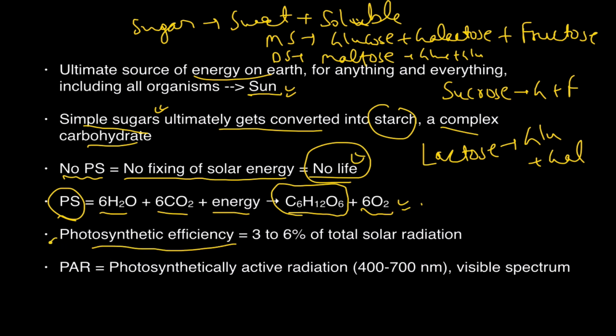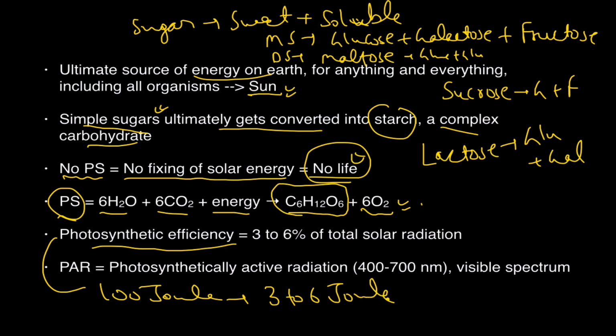Photosynthetic efficiency क्या होती है? Let's say 100 joule की energy is falling on earth, out of which 3 to 6 joule will be converted into the plant product, that is glucose. So that is the energy which is captured. So that is the only efficiency.